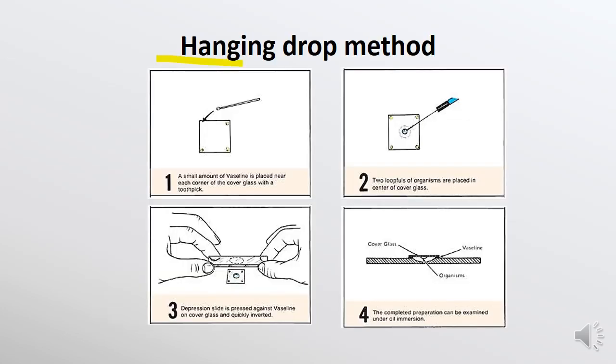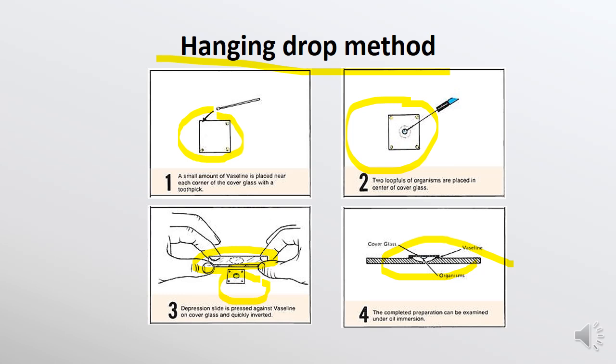Okay, the following one is the hanging drop. First you take a cover slip, and then you put tiny balls of Vaseline, or you can also put plasticine. After you put the plasticine, you put a tiny drop of your bacteria or the organism or specimen. After that, you take a glass slide, and then you gently press on top of the cover slip, which already contains your specimen. After that, you invert the glass slide, and then you look under the microscope. So this is how we do the hanging drop.